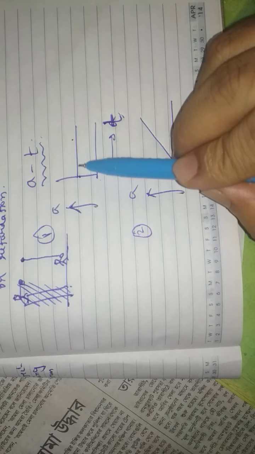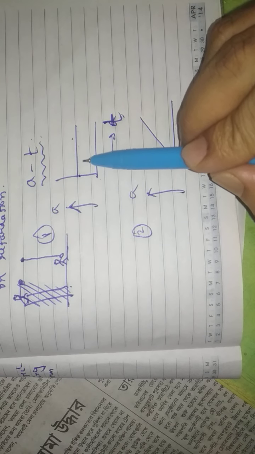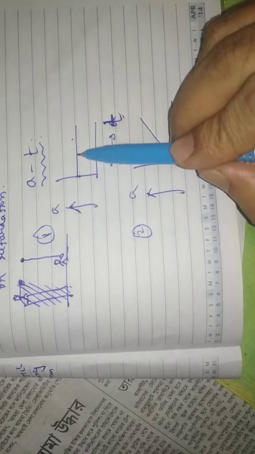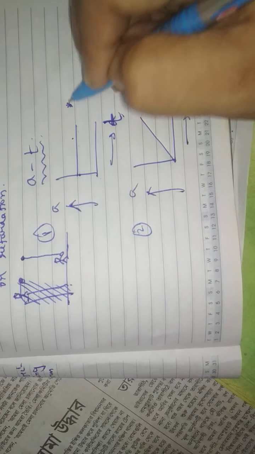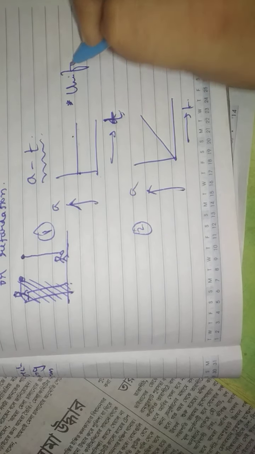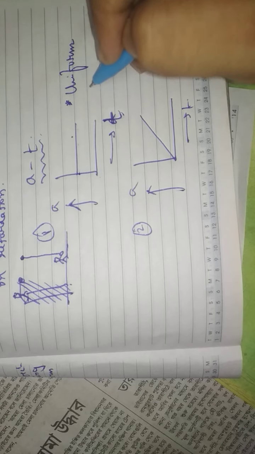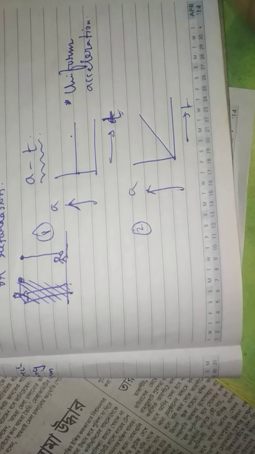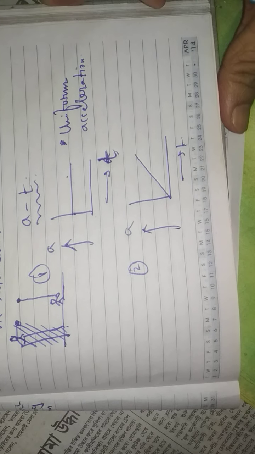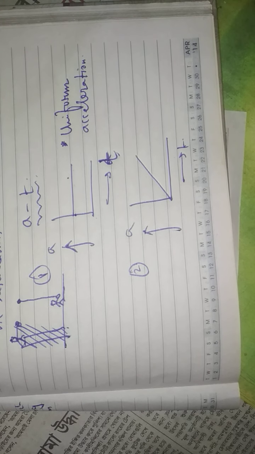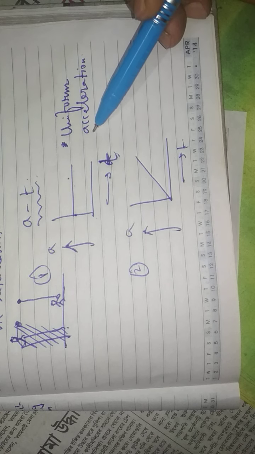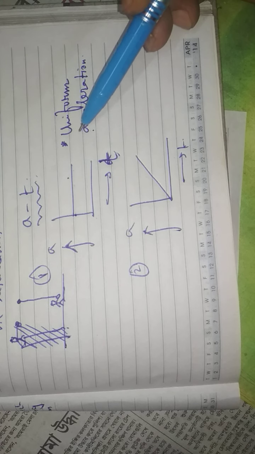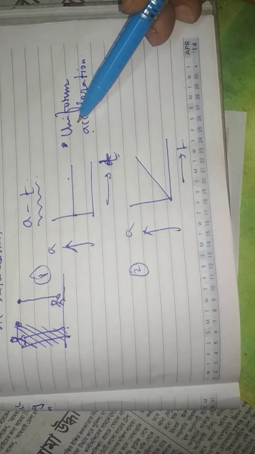Now this graph shows the object is in accelerated motion and it is a uniform acceleration. So we can say uniform acceleration. What is uniform acceleration? If the acceleration is continuously changing, that is non-uniform acceleration. But if the acceleration is constant, then we can say that is a uniform acceleration.